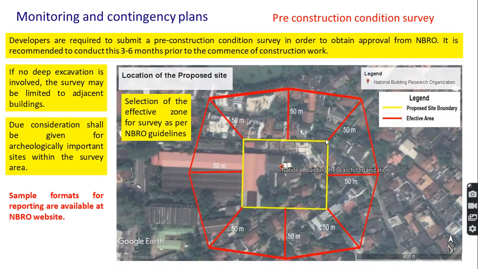Prior to the excavation, we have to carry out an existing condition survey of the adjacent buildings. It is recommended in the NBRO guidelines to survey the existing structures which are within 50 meters distance from the boundary of the proposed excavation. And special consideration shall be given to archaeologically important sites.